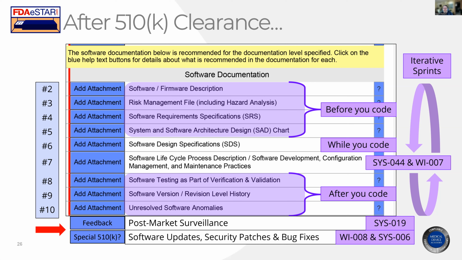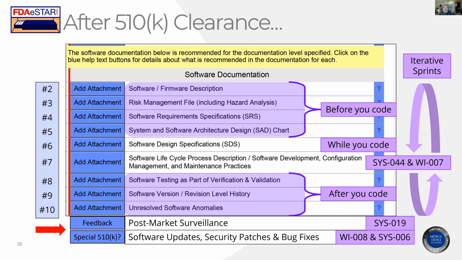If it requires a 510K, then you have to go back and create a new design history file. And you may only be updating the SRS, may only be updating some of these documents rather than creating them from scratch. So you might have a much faster development process, but you still have to go through all those documents and submit a new 510K if it requires a 510K.